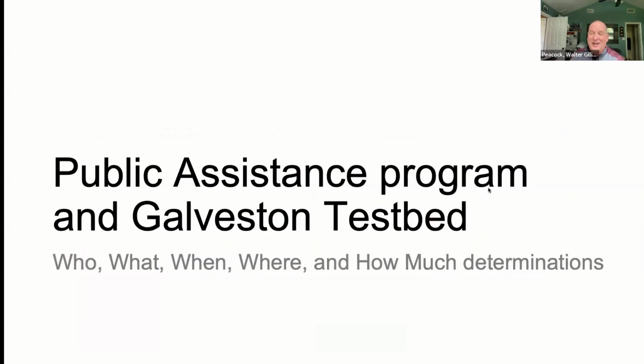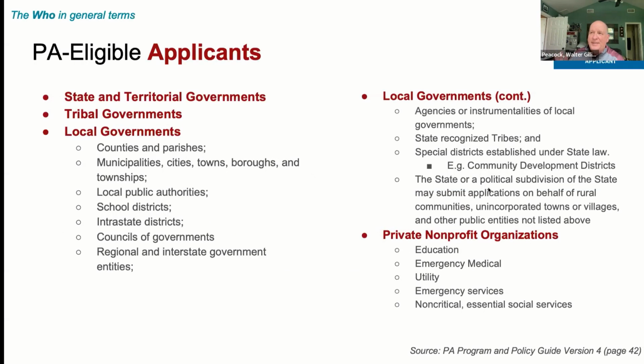Actually, I'll jump into it right now. First, a little bit about the public assistance program, as well as the data we're pulling together for the Galveston test bed. These are the eligible applicants, in other words, who can apply for public assistance: state and territorial governments, tribal governments, local governments, as well as a lot of governmental entities and agencies, and private nonprofit organizations. So there are a variety of different organizations and entities that can be applicants.